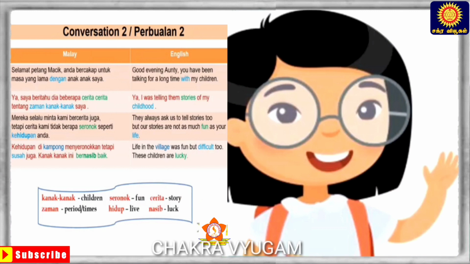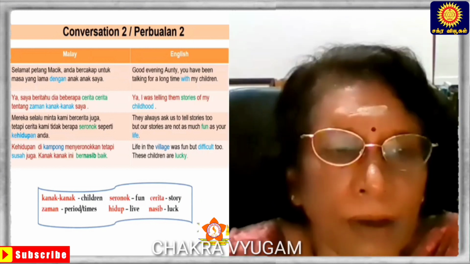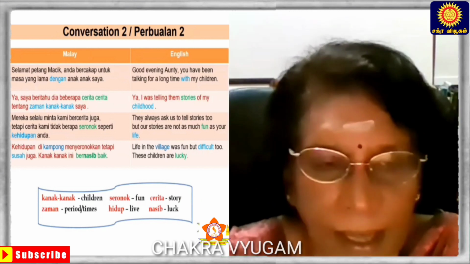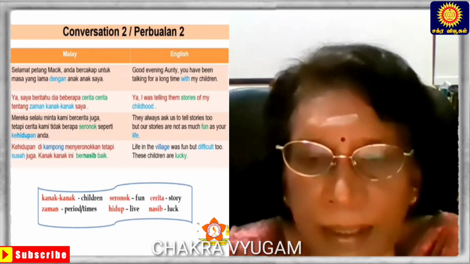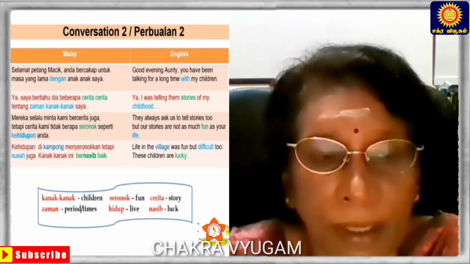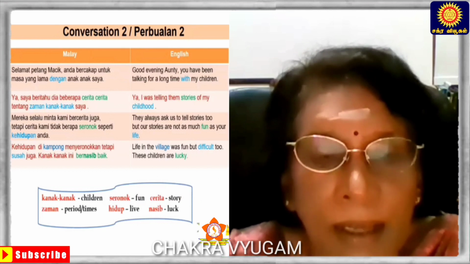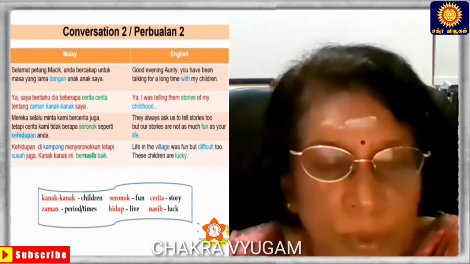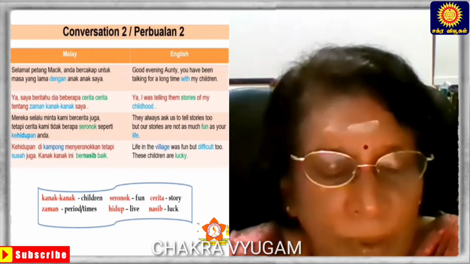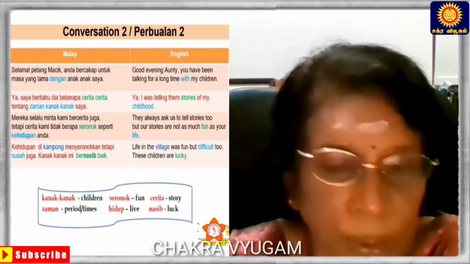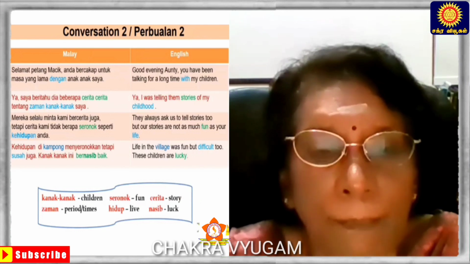Kehidupan di kampung menyeronokkan, tetapi susah juga. Kanak-kanak ini bernasib baik. Okay. Now, kehidupan is again life. Di kampung, in the village, right? Now, here is the use of preposition di. Di has many, many uses, which we will learn about. Kampung, you must know this word, it's village, right?